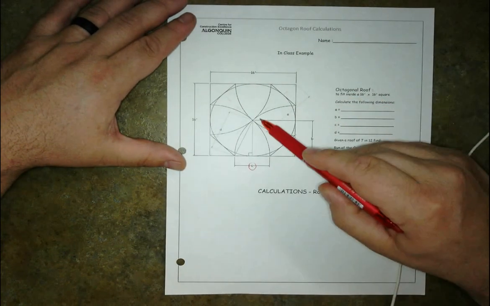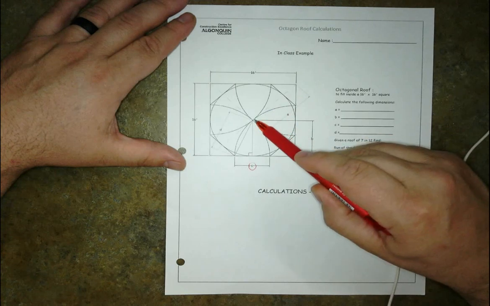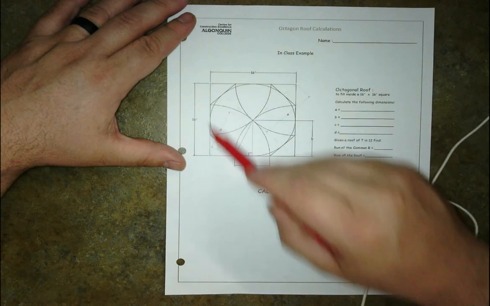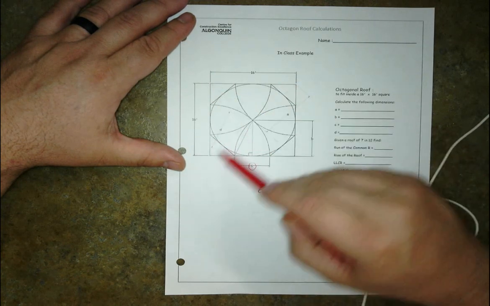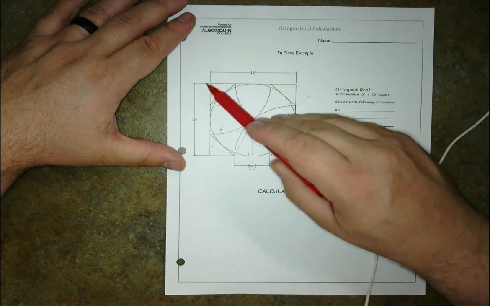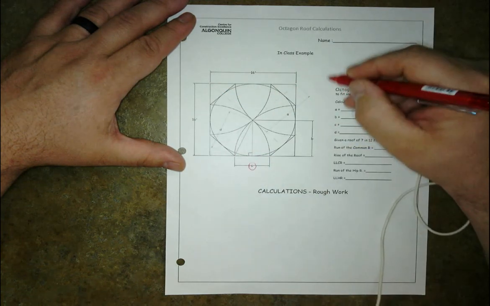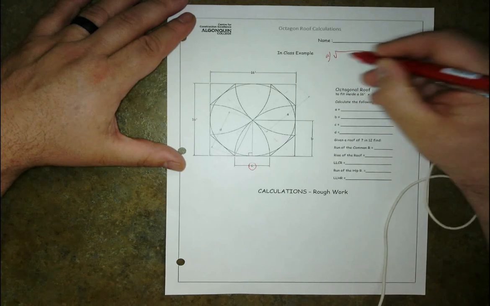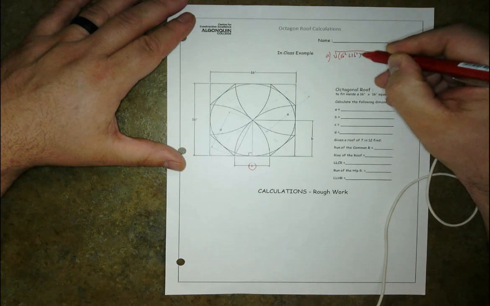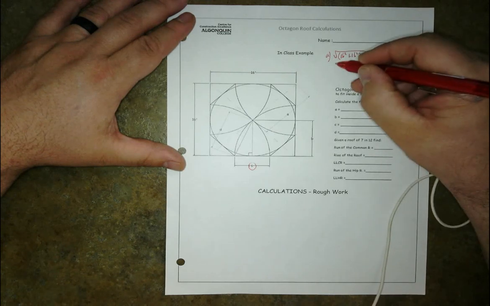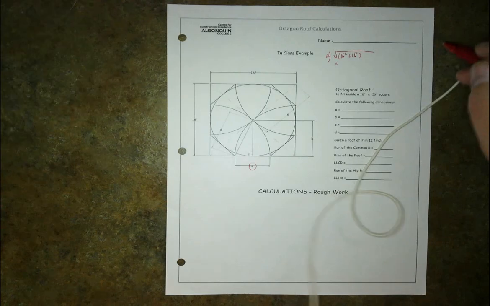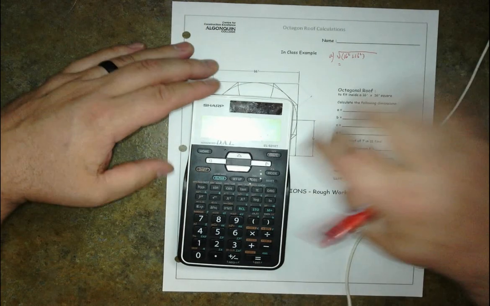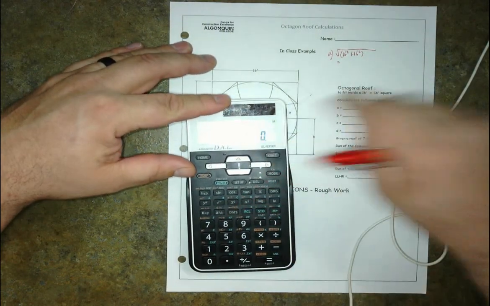So A is basically half of the diagonal. So step 1 would be finding the full diagonal, right? That's a right angle triangle there. We've got 16 there, we've got 16 there. So for A, the first thing I want to do is find the full diagonal. I go 16 to the exponent of 2 plus 16 to the exponent of 2. Once I get the answer for that, I'll then divide it by 2. Okay? Pull out the calculator here.